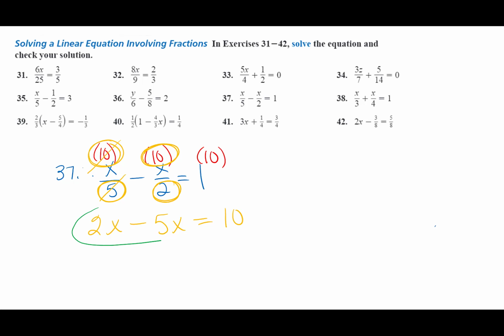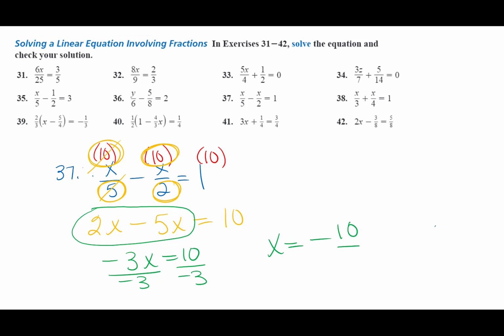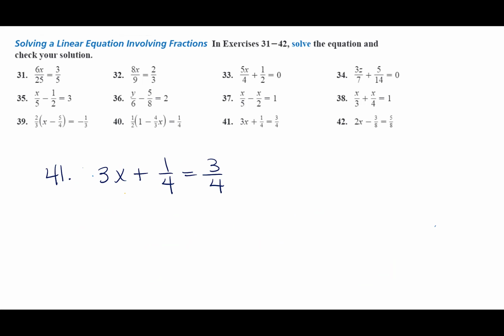Now if we collect like terms, since both of these have an x, this will be negative 3x equals 10. Divide both sides by negative 3, and x equals negative 10 thirds. So do you see that if we follow the method of clearing the fractions, it's a whole lot easier to solve these equations. They're not nearly as intimidating if you can really start to catch on to this method called clearing the fractions.